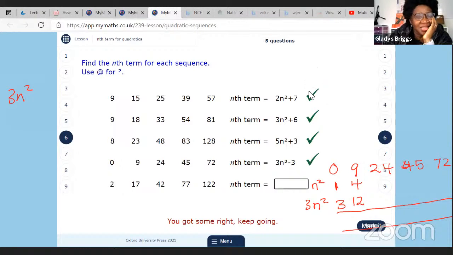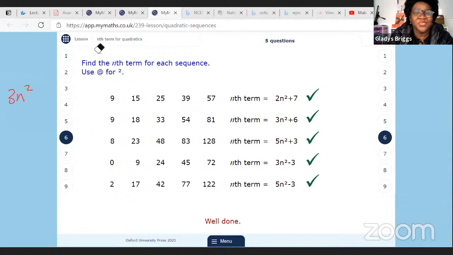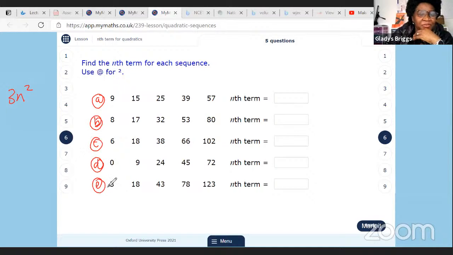Let me see what's in the chat. 5n squared minus 3. Okay, let's try that. So we can do it now. I'm going to change the questions. Easy, because you can do it now. You can't remember when you were all crying. Okay, have a go at these ones then. They're all different, so you may find different challenges or different difficulties in them. So it's worth it to try all of them.